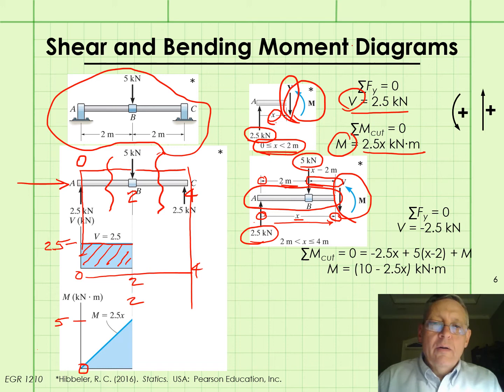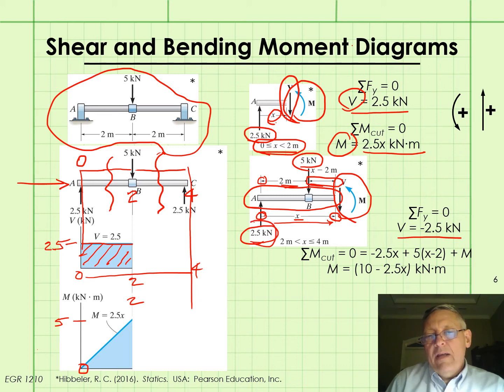Okay, so now we'll sum forces in the y direction, and now we find that V is negative 2.5 kilonewtons because we had 2.5 kilonewtons at A acting upward, 5 kilonewtons at B acting downward. So V must be acting upwards at 2.5 kilonewtons, opposite the direction we assumed. So it's a negative 2.5 kilonewtons.